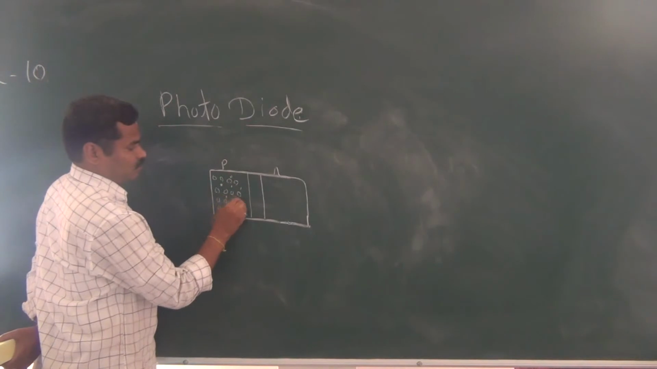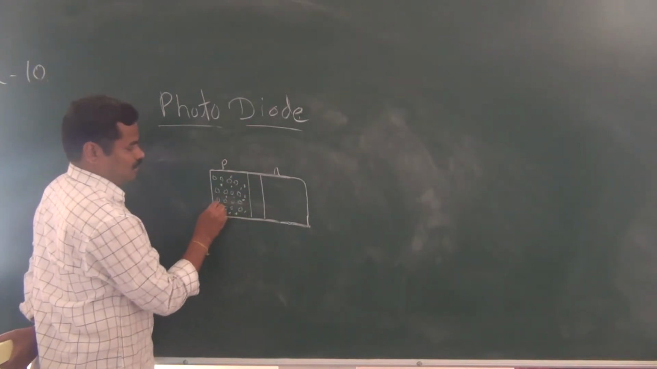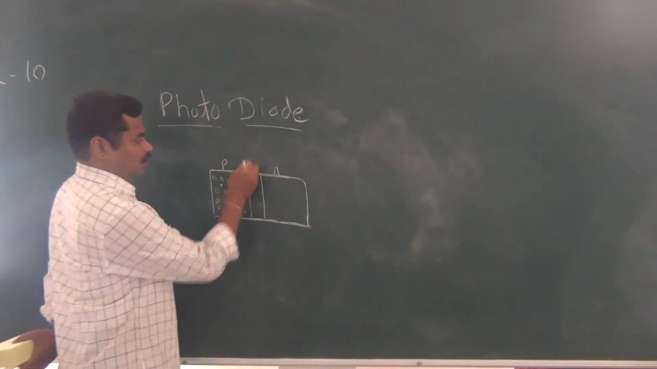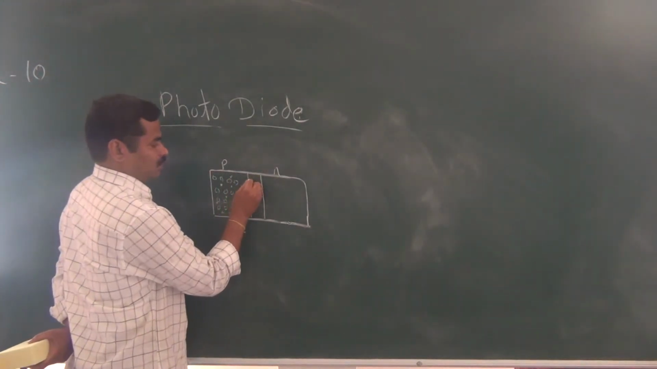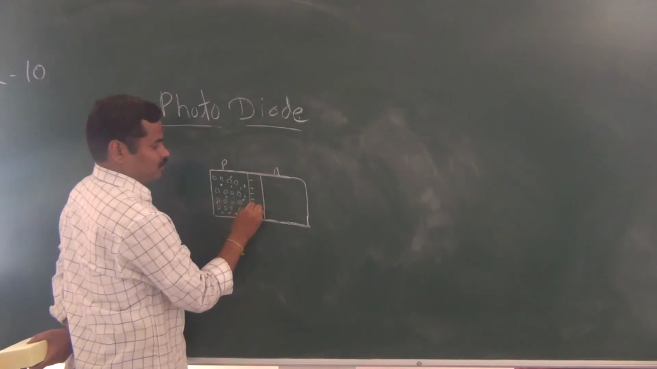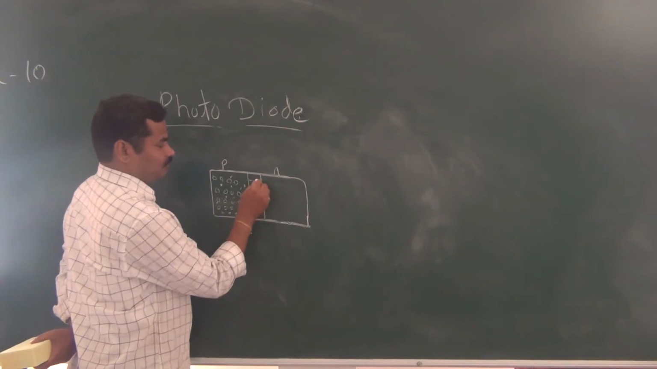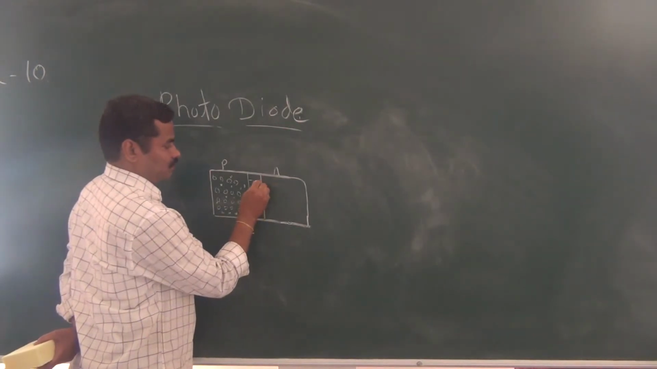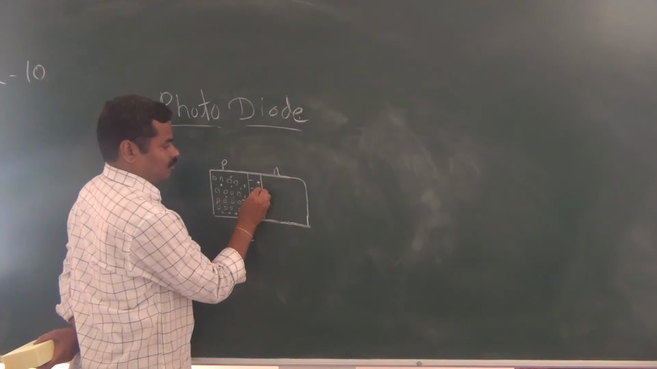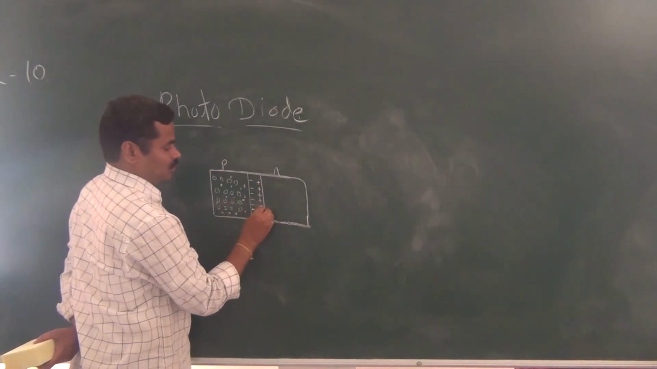No doubt you are having more holes, but still you are having the electrons also, they are the minority carriers. And here having the depletion layer that contains negative ions. As we know, the depletion layer is a layer that forms because of the positive and negative ions. In this layer you are not having any electrons or holes, that contains immovable ions.